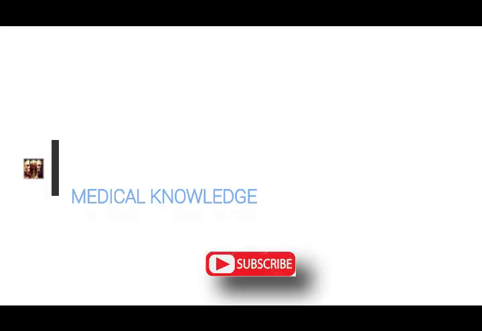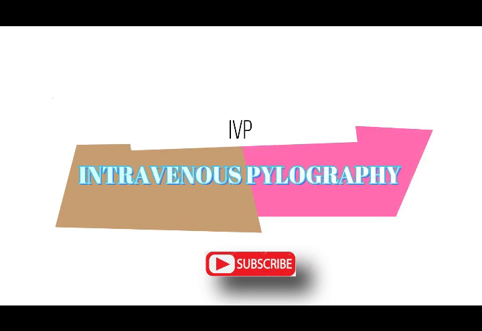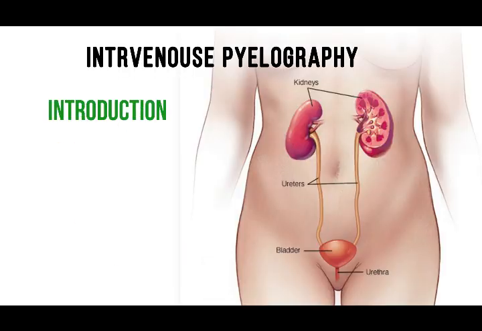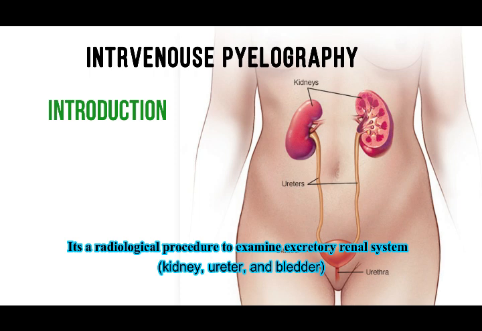Today we are going to talk about the radiological procedure intravenous pyelography. Let's talk about the introduction of IVP. IVP is a procedure to examine the excretory renal system, like the kidney, ureter and bladder, with contrast media.